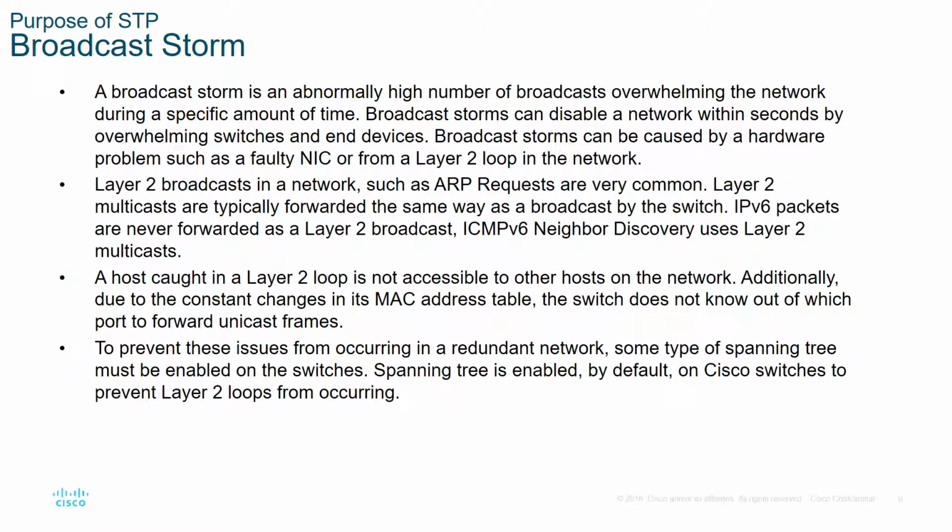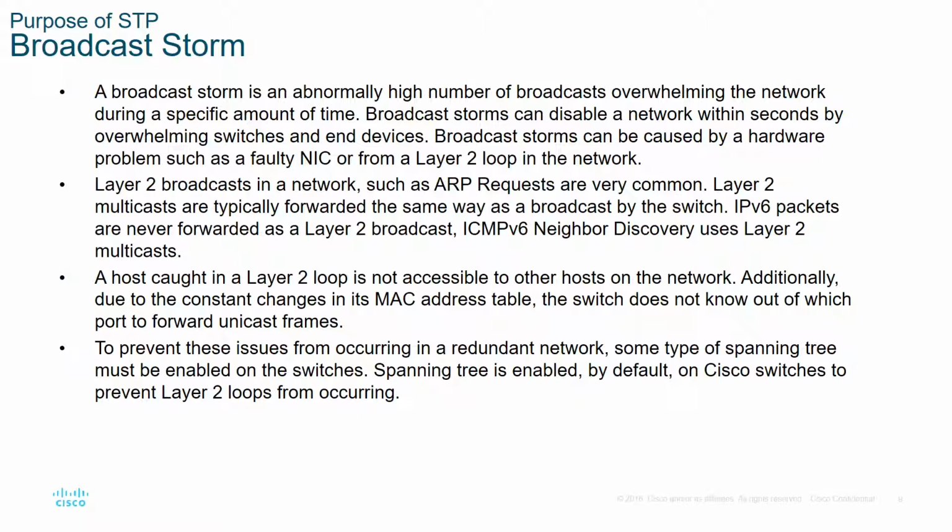So a broadcast storm is an abnormally high number of broadcasts overwhelming the network during a specific amount of time. Broadcast storms can disable a network within seconds by overwhelming switches and end devices. Broadcast storms can be caused by hardware problems such as a faulty network interface card or from a layer 2 loop in the network. Layer 2 broadcasts in a network, such as ARP, Address Resolution Protocol requests, are very common.